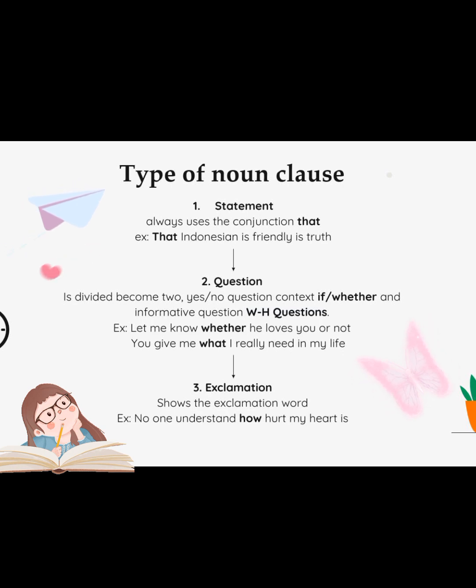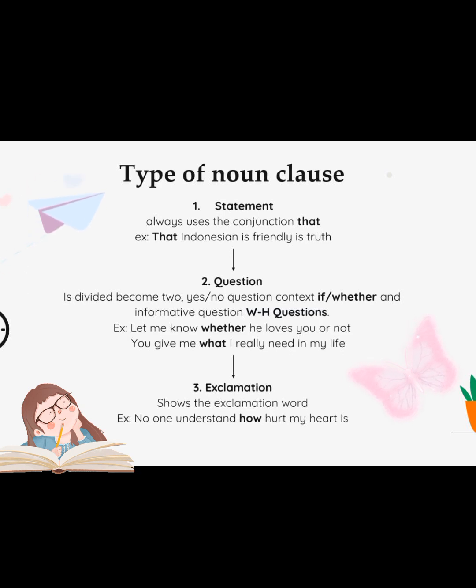Statement always uses the conjunction that. For example, that Indonesian is friendly, which is that as conjunction, Indonesian as subject, and is friendly as verb. Then that Indonesian is friendly is a noun clause as a subject.